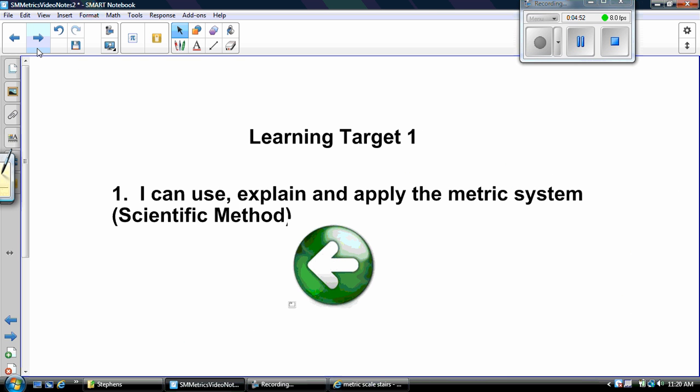Okay, so hopefully we understand how to explain and apply the metric system, which is part of our scientific method.